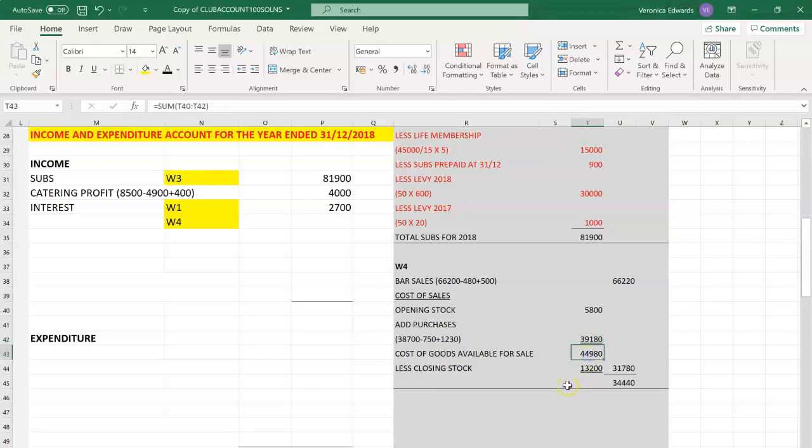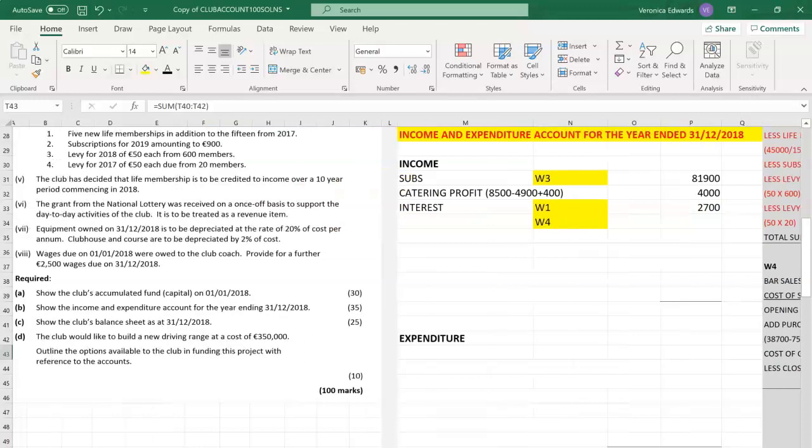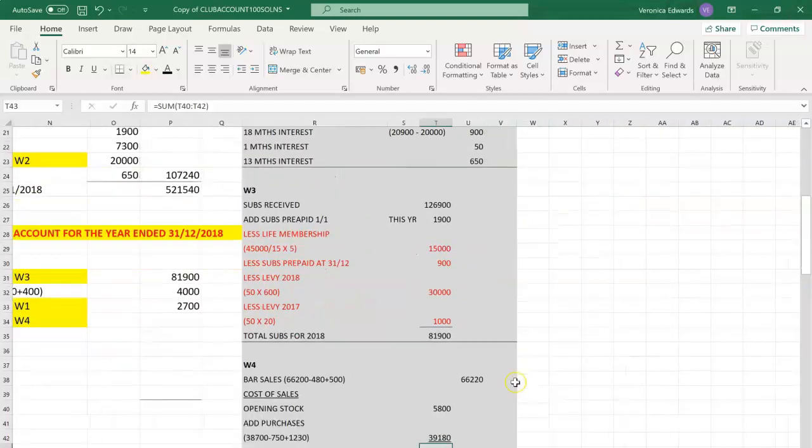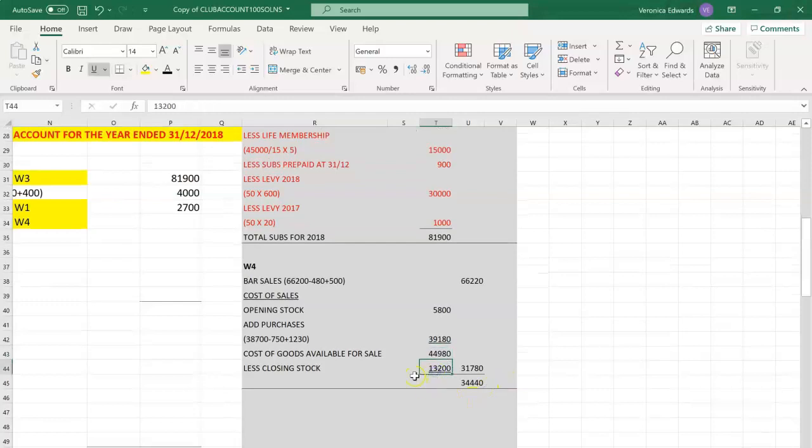So the cost of goods that we had available for selling, 44,980, but we didn't sell all those goods in our bar because we had closing stock in our bar at the end of the year. Goods that were unsold. So if we have a look here, the bar stock at the end of the year was 13,600, but of that 400 was catering stock. So if you take the 400 away, 13,200 would have been bar stock. And you subtract the closing bar stock of 13,200, that gives you your cost of sales.